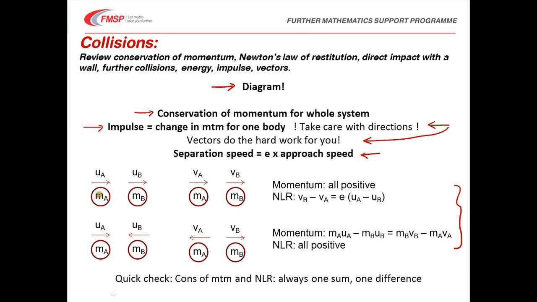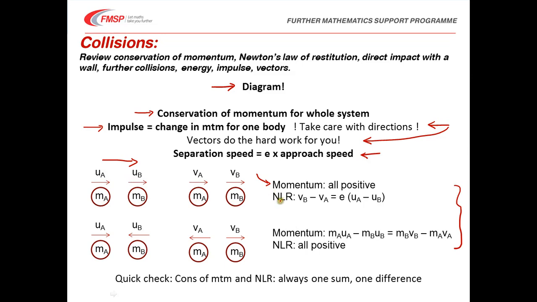In this first case, both particles are moving left to right before the impact, and both particles are moving left to right after the impact. So the momenta for all of these particle situations are positive. They're all going in that same positive direction. So the momentum beforehand would be MAUA plus MBUB, and afterwards MAVA plus MBVB.